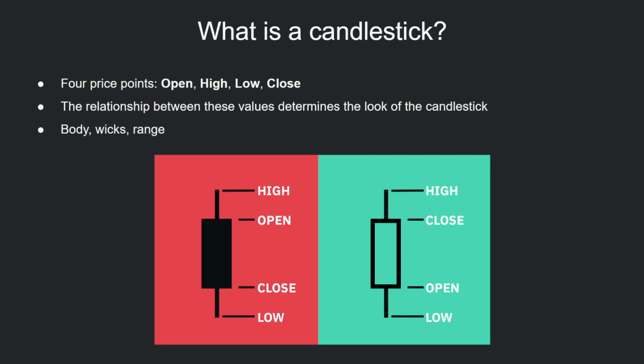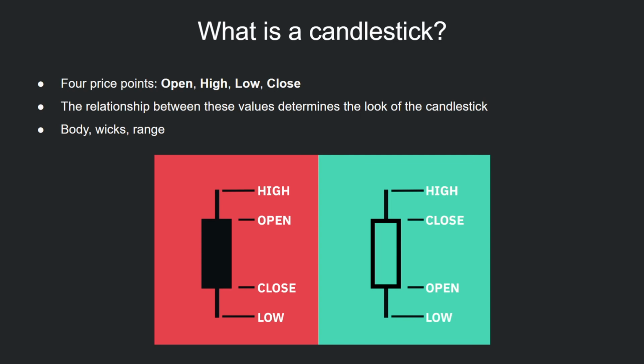So the high, for example, if it's a 5-minute candlestick, then it's the highest price within that 5 minutes. If it's a weekly candlestick, then it's the highest price measured in that week, and so on and so on. So what determines how a candlestick looks? It's the relationship between these 4 values.